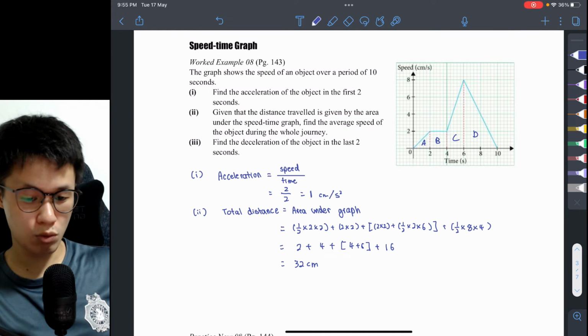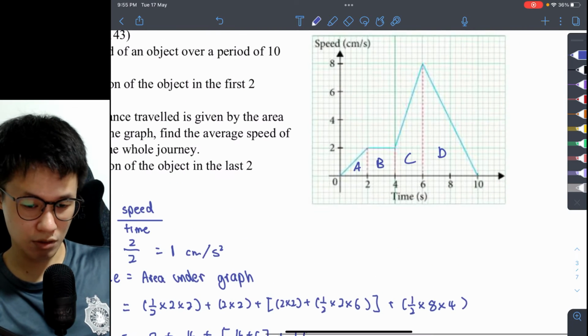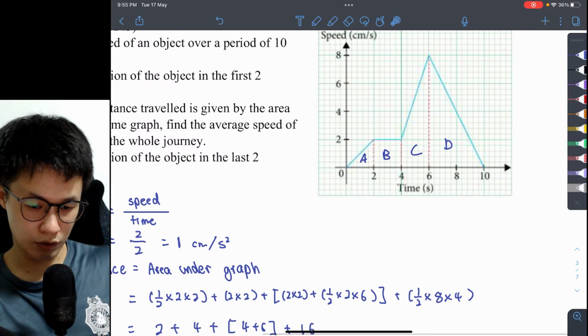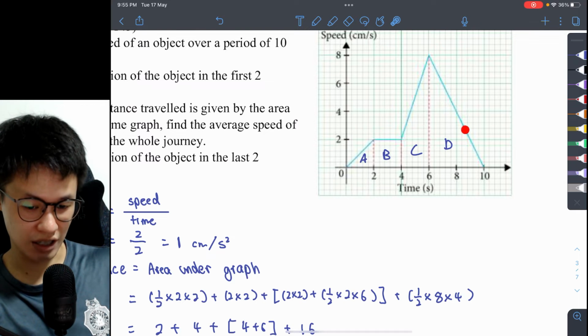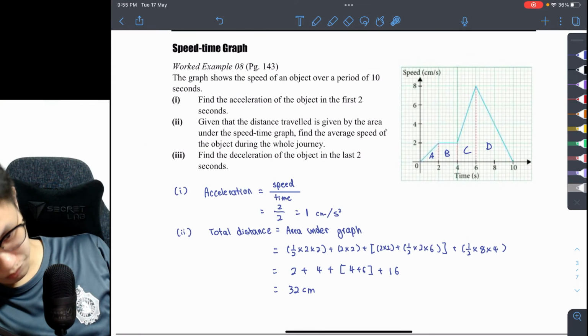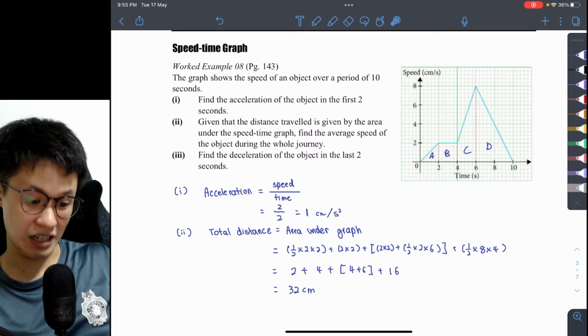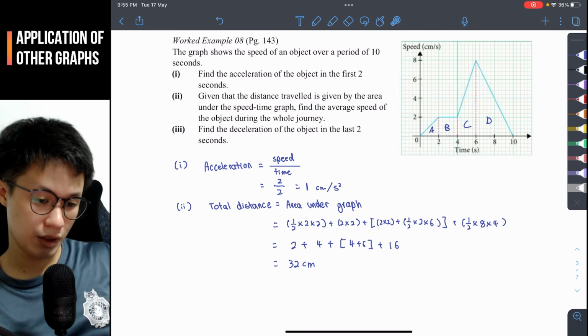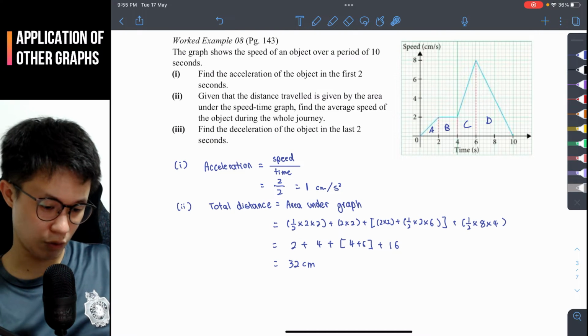The last one, part 3, is to find the deceleration in the last 2 seconds of the object. So what we're going to look at is from here all the way to here. This is the last 2 seconds. We're going to find the deceleration. So how do we actually find the deceleration? In fact, we use the gradient.